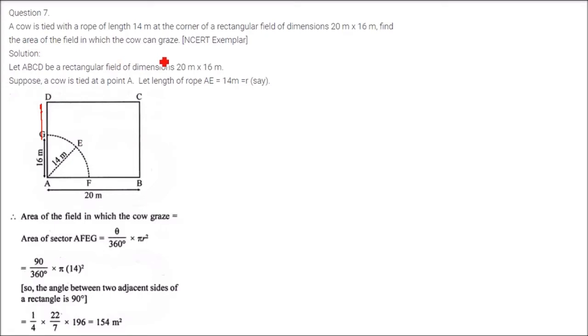16 is total. Find the area of the field in which the cow can graze. So this is the area of the... This is the only area you have to find out. So you just don't have to subtract anything.